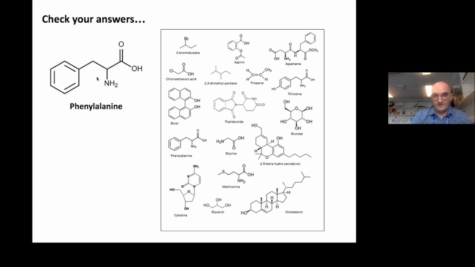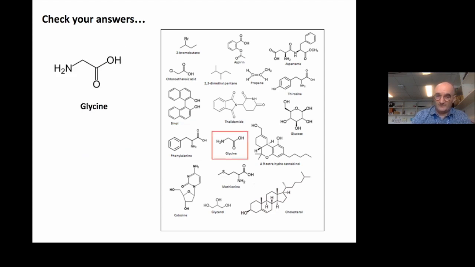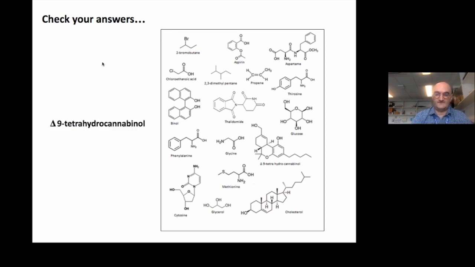Phenylalanine, another amino acid. Benzene ring, forget it. CH2, forget it. This looks kind of promising here, doesn't it? Of course it does. Amino group, carboxylic acid, and then the gunk to the left-hand side. So amino acids are chiral. Glycine, NH2, no 2 the same. CH, no double, no chiral carbon atoms.